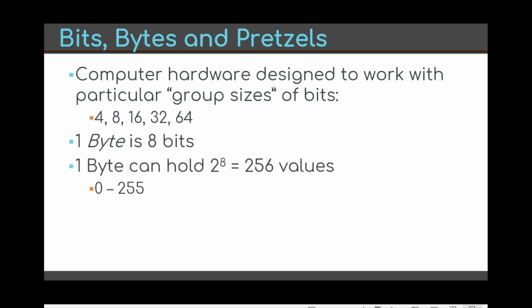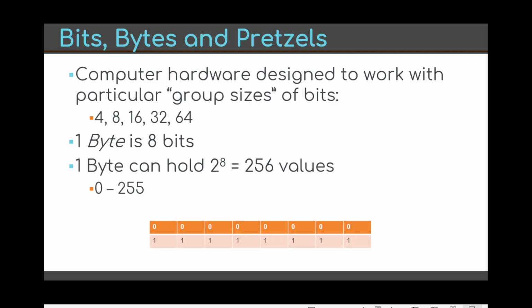So 1 byte is 8 bits, and it can hold 256 values with those 8 0s and 1s, interpreting them just like we did before. Here, all 0s is the 0 value. All 1s is the 255 value. So we'd add up 2 to the power of 0, 2 to the power of 1, power of 2, power of 3, power of 4, power of 5, power of 6, power of 7, and all these would equal 255. This one would be 128, 2 to the power of 7. So 128, 64, 32, 16, 8, 4, 2, 1.